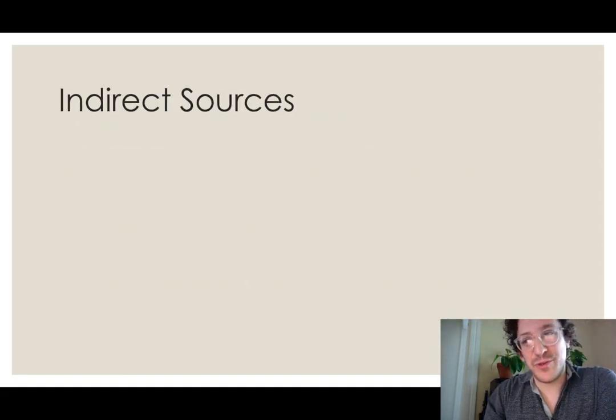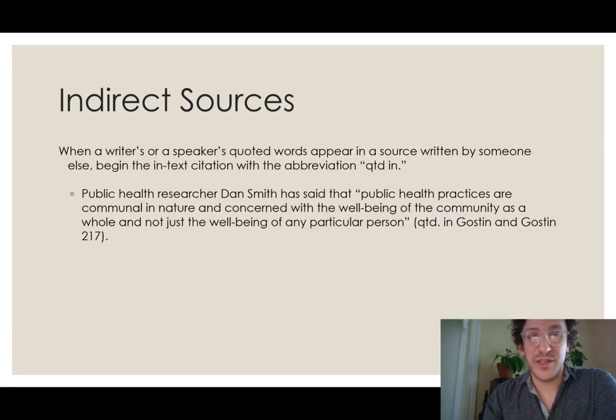All right. Sometimes, this one you're not going to use too often probably, but this came up for me when I was working on my master's degree, my thesis. A thesis is like a big, huge research project you have to do to finish your master's degree. And when I was working on that, sometimes I had information from one source that was actually quoting a different source. That's called an indirect source. When a writer's or speaker's quoted words appear in a source written by someone else, begin the in-text citation with the abbreviation quoted in.